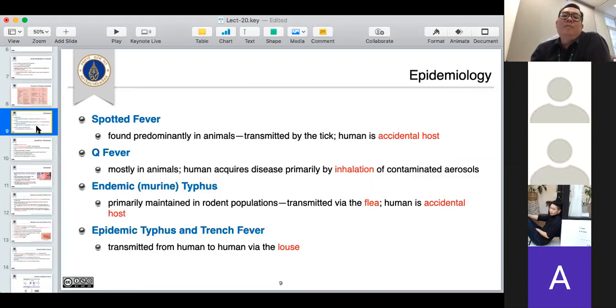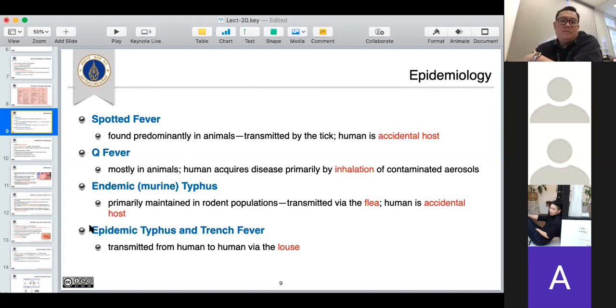The diseases that come from Rickettsia, mostly we will refer to four of these. The first is spotted fever. The second is Q fever, and we call endemic typhus. Do not confuse the typhus with Salmonella typhi. This is different. This typhus and epidemic typhus. So four main fevers, okay?